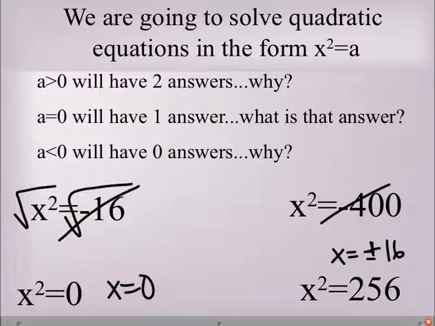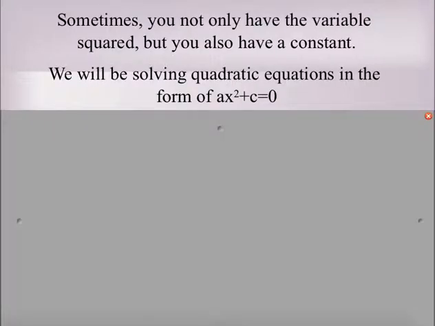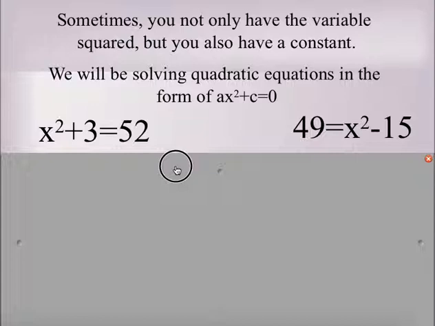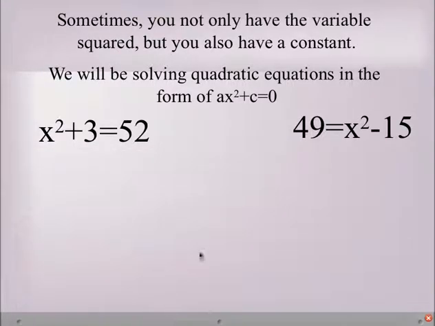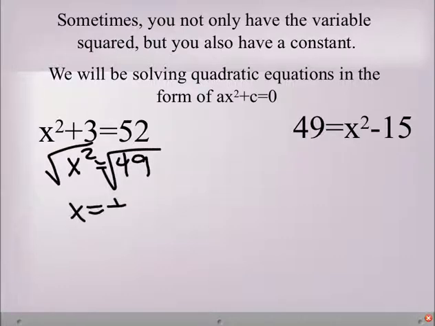Now, what if we don't just have x squared on that side? We have something like ax squared plus c equals 0. Or even something like this. Well, we're going to have to get it so that the x squared is by itself. So we're going to, in the first case, subtract 3 and get x squared is equal to 49. So that we can square root each side and say x is equal to plus or minus 7.